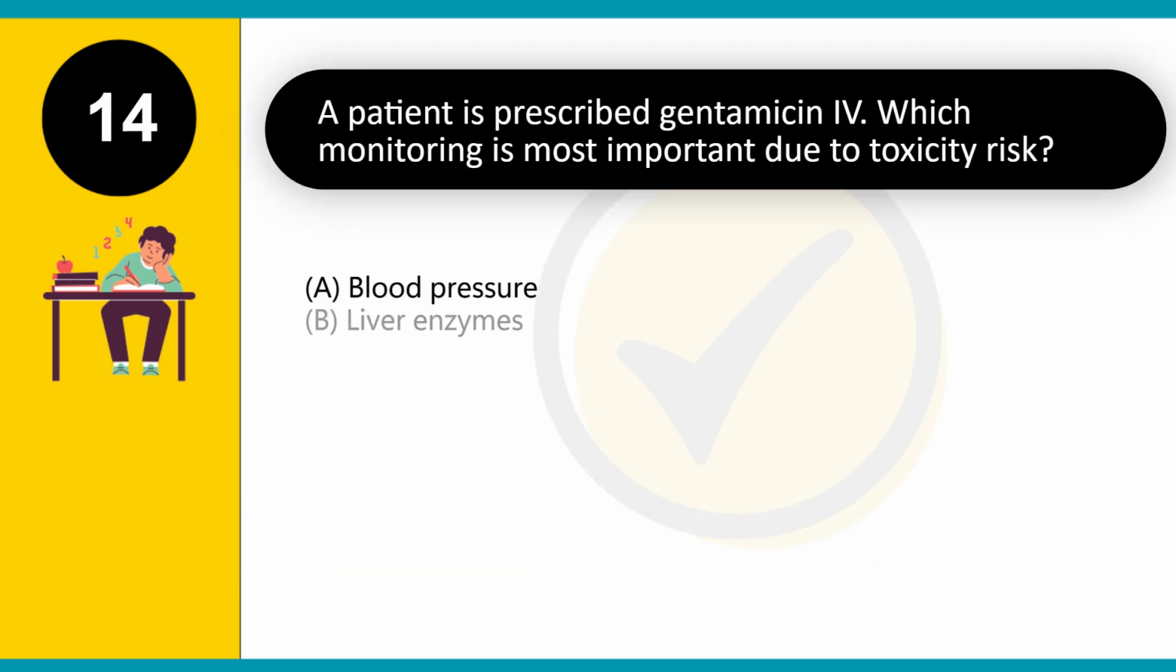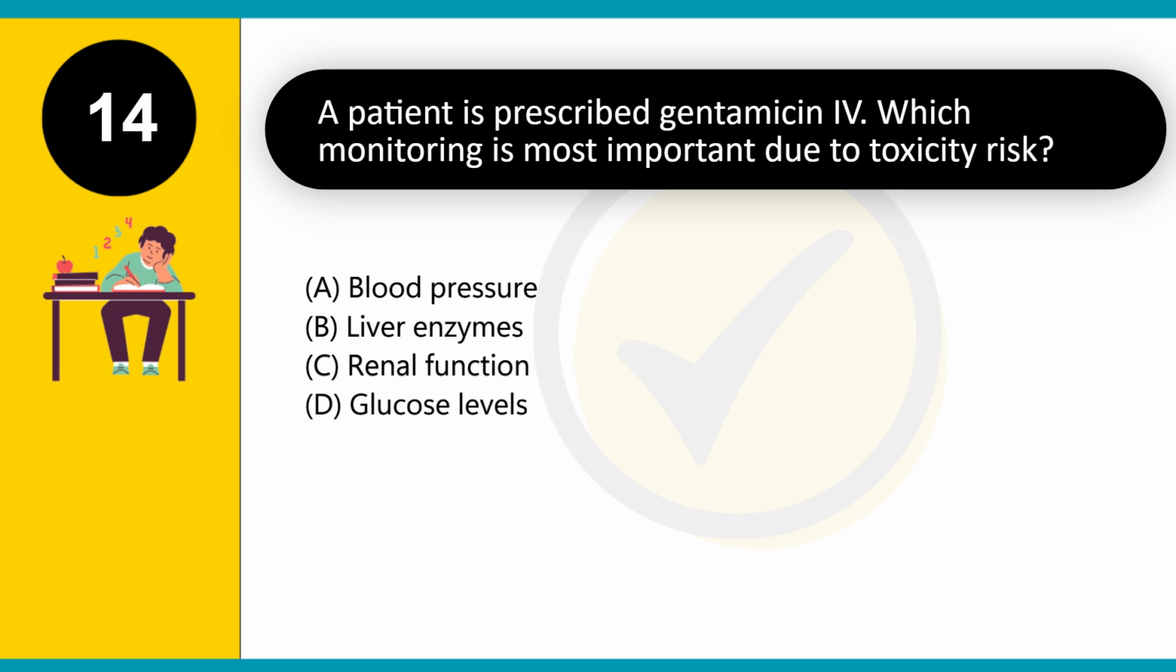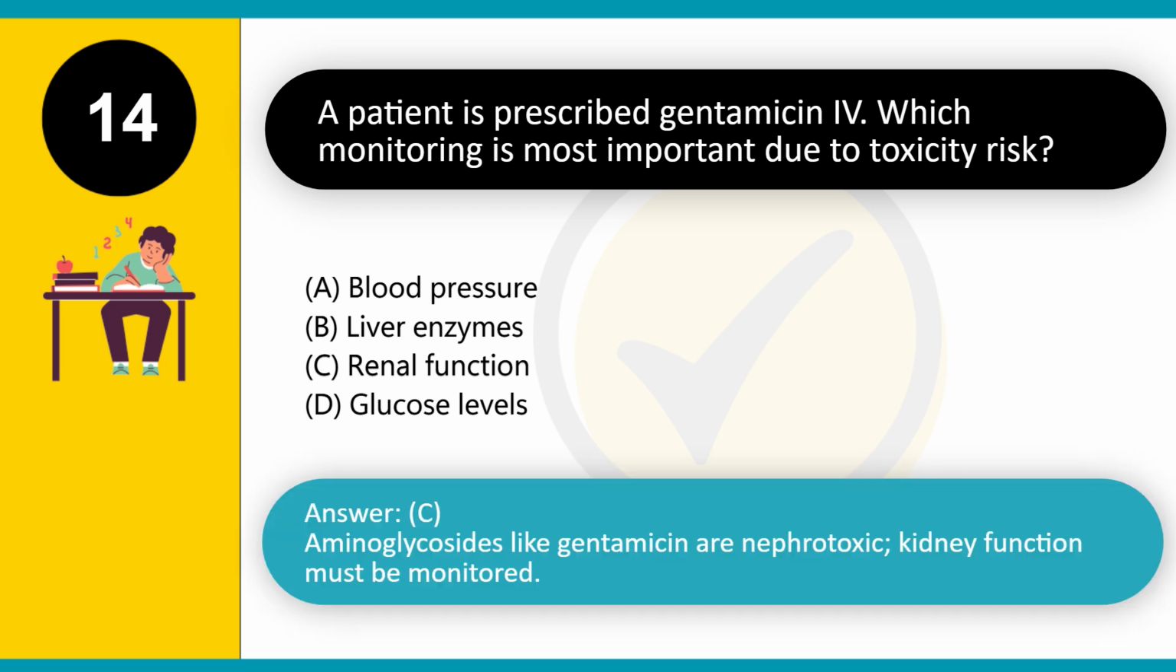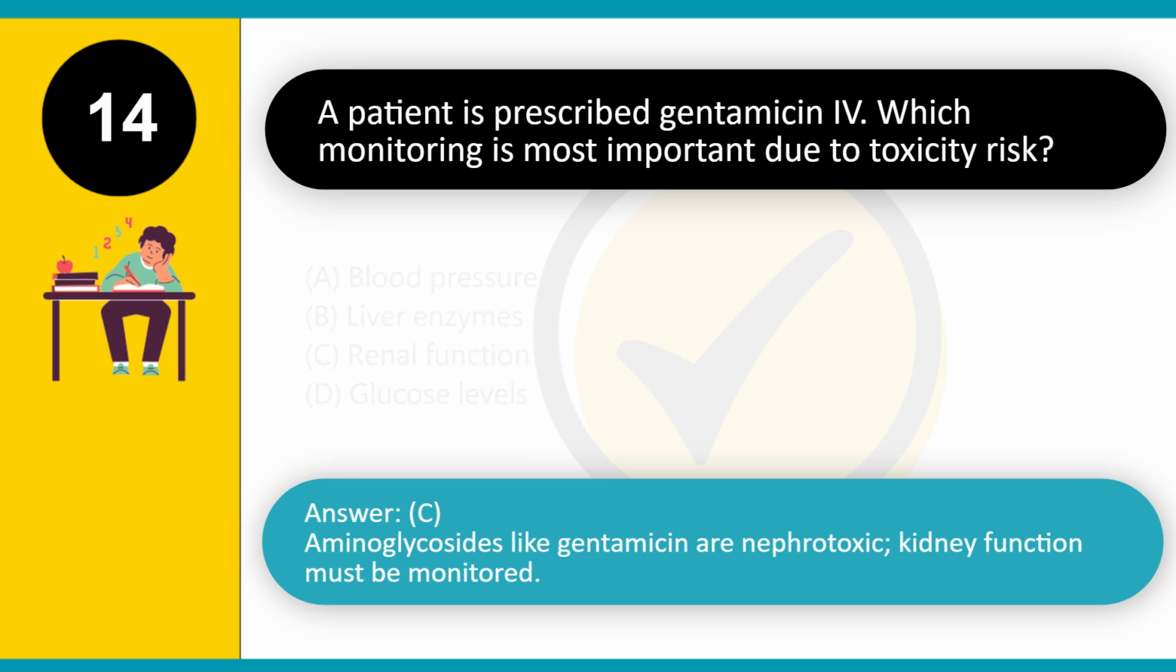A patient is prescribed gentamicin. Which monitoring is most important due to toxicity risk? A. Blood pressure. B. Liver enzymes. C. Renal function. D. Glucose levels. Answer, C. Aminoglycosides like gentamicin are nephrotoxic. Kidney function must be monitored.